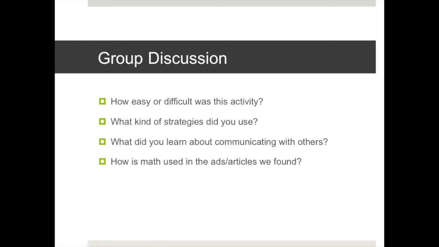Group discussion. How easy or difficult was this activity? What kind of strategies did you use? What did you learn about communicating with others? How is math used in the ads or articles we found?